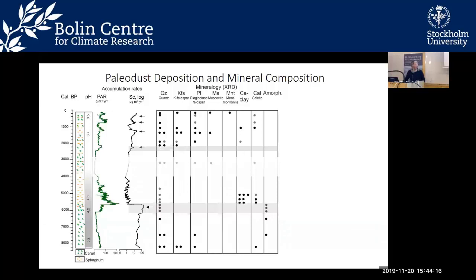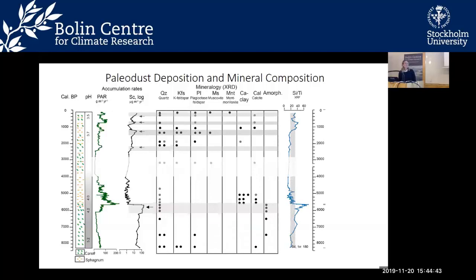In the later stages of increased mineral deposition, typically felsic minerals such as quartz, feldspars, muscovite, and also some clays are identified. And I also want to make you aware that we have one part of the sequence around 5,500 years ago where we have a lot of carbonates that were later found to be of autogenic origin.